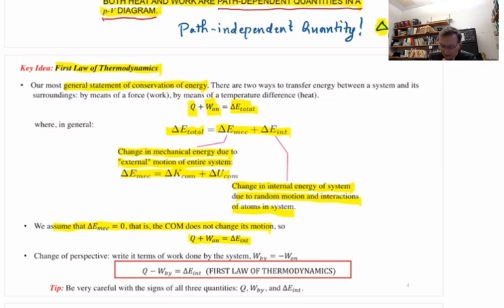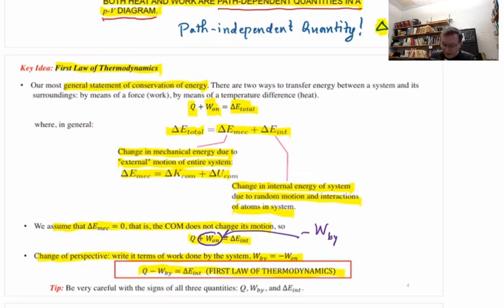Kind of a change of perspective. Instead of talking about the work done on the system, we like to talk about the work done by the system. But the work done by the system is just the negative of the work done on the system. So all you do is go into this right here and change plus W on to minus work done by. And you get the statement of the first law of thermodynamics as we're going to use it in this and the next chapter: Q minus W by equals delta E internal.